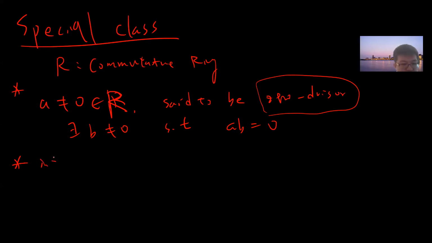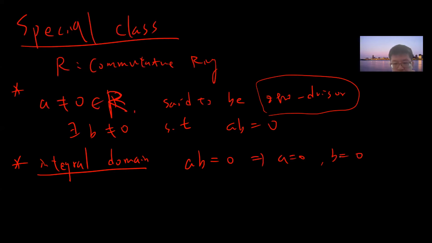Okay, then the next is a famous one called integral domain. So integral domain means that if ab is 0, it implies a is 0 or b is 0. Yeah, this is called integral domain. Okay, so for example, your usual real numbers, complex numbers, rational numbers are integral domains. Basically, any field is an integral domain.